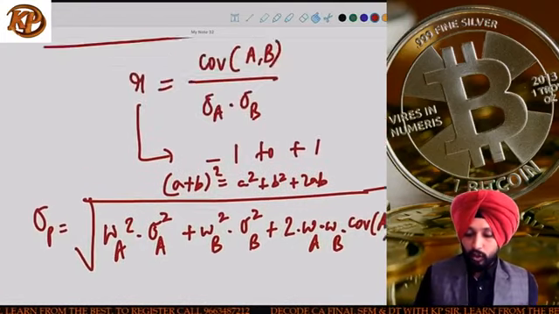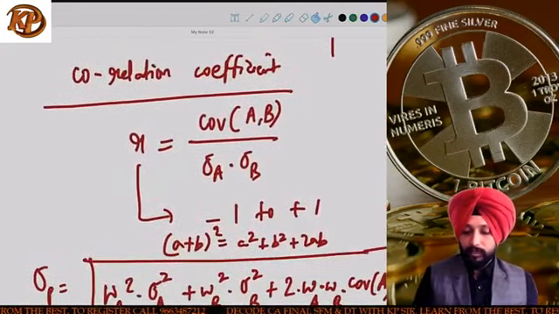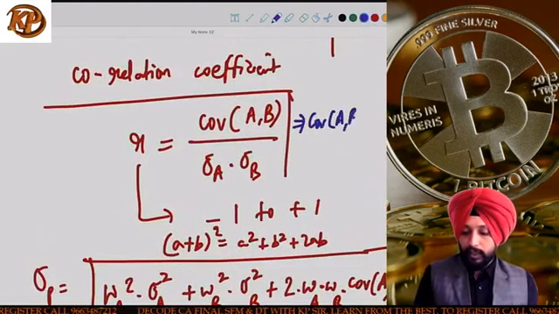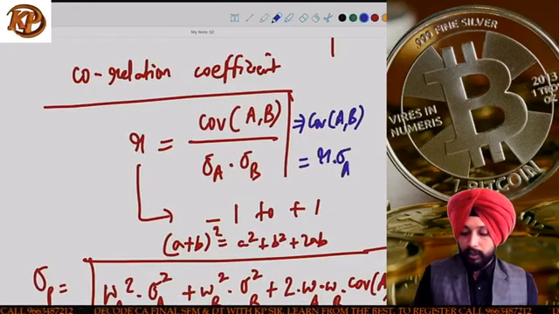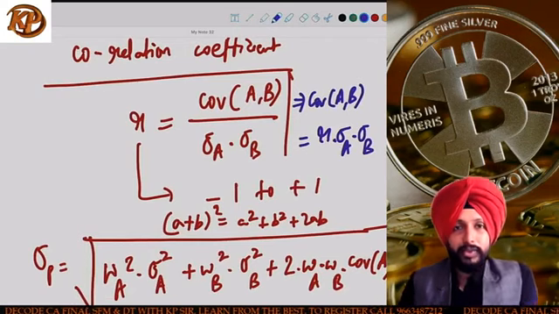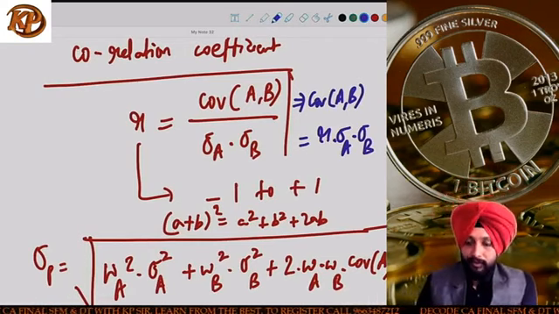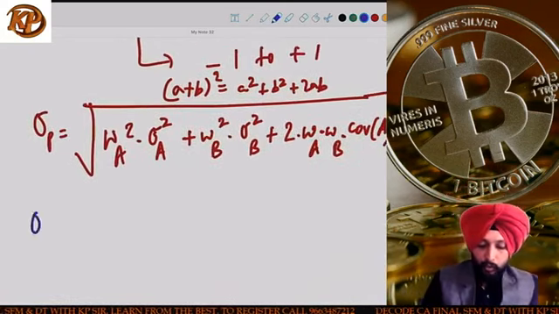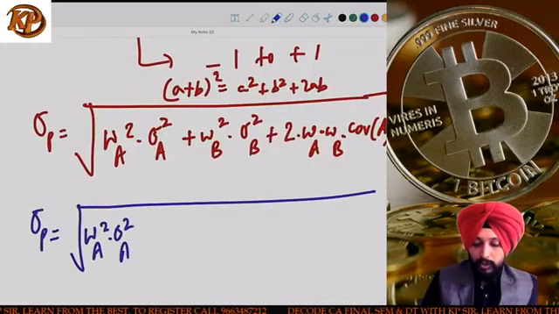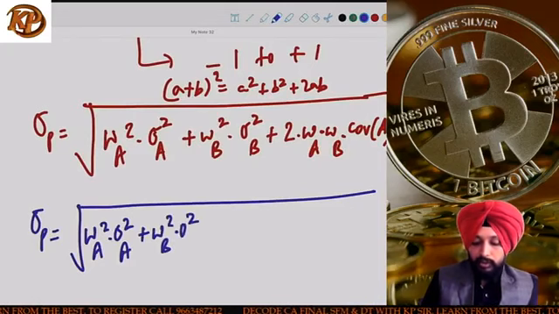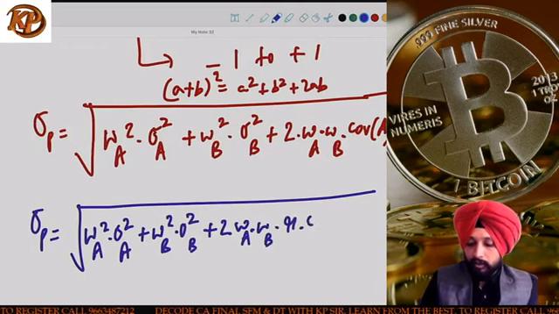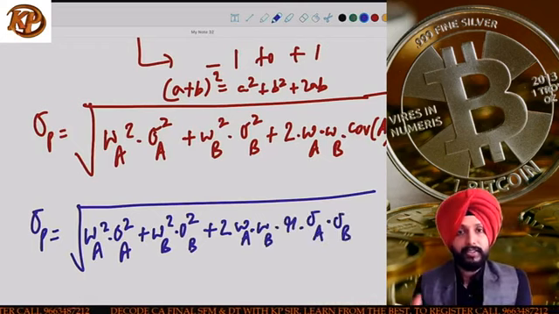Now if covariance is not given, then from the correlation formula we can understand that cov AB is equal to R into sigma A into sigma B. Can we say this? Cov AB is equal to R into sigma A into sigma B. So we can have an alternative formula, which is root over of weights of A square into sigma square A plus weights of B square into sigma square B plus 2 into WA into WB into R into sigma A into sigma B. This formula can also be used.